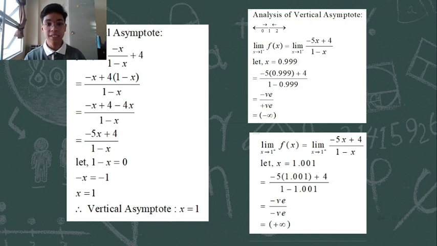And for the vertical asymptote and horizontal asymptote, our first objective is to find the vertical asymptote, where we need to make the equation given into one single fraction only, and then we let the denominator equal to 0 to get the value of vertical asymptote, where in this case x equal to 1. And for the analysis, we will use limit x approaching our vertical asymptote value just now, and then we can take the sign only.